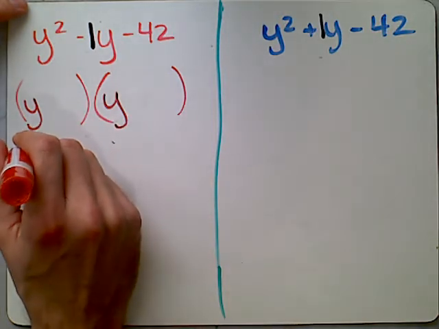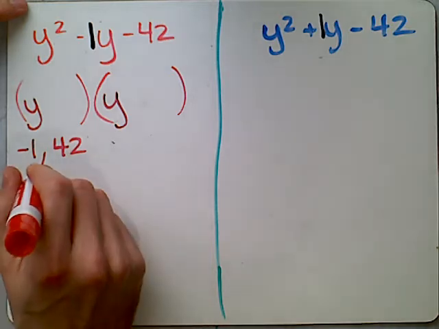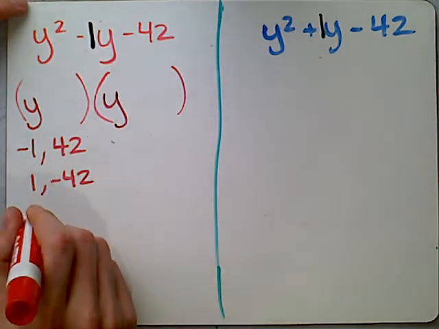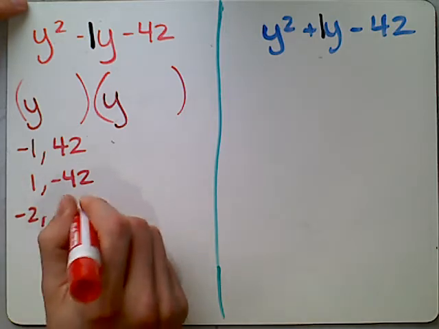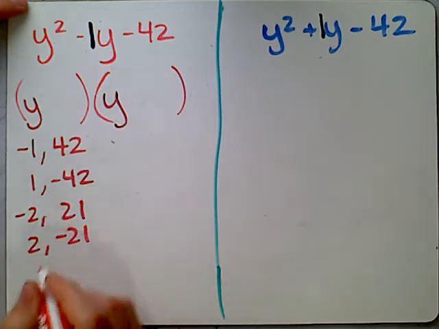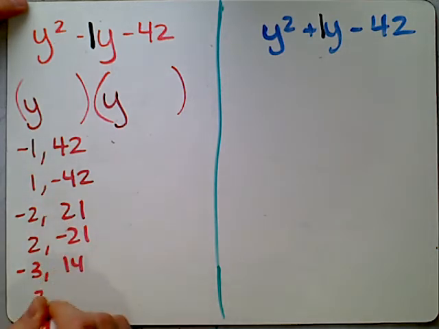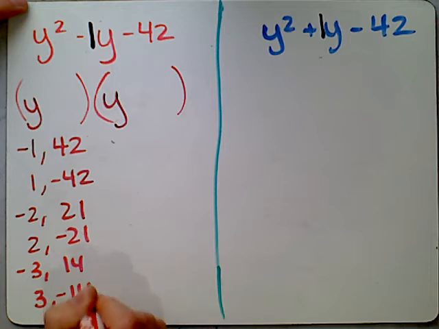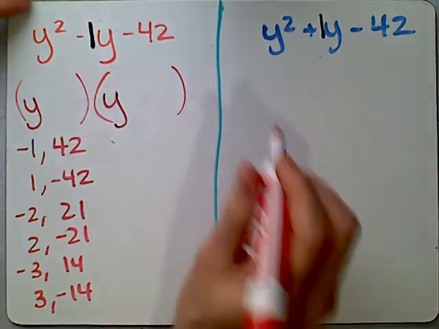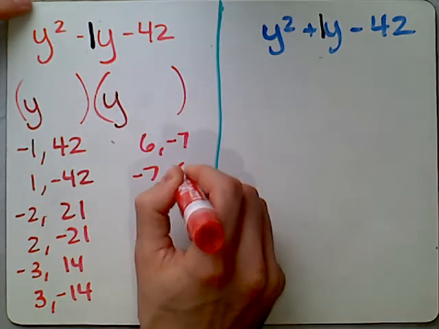So I generally start with 1, or in this case -1 times +42. You could then go to +1 and -42. We've also got 2, or -2 in this case, and 21, +2 and -21. Going beyond that, we've got -3 and +14, then +3 and -14. 4 does not go into 42, neither does 5 in this case, so we can look at 6 and -7, as well as -7 and +6.